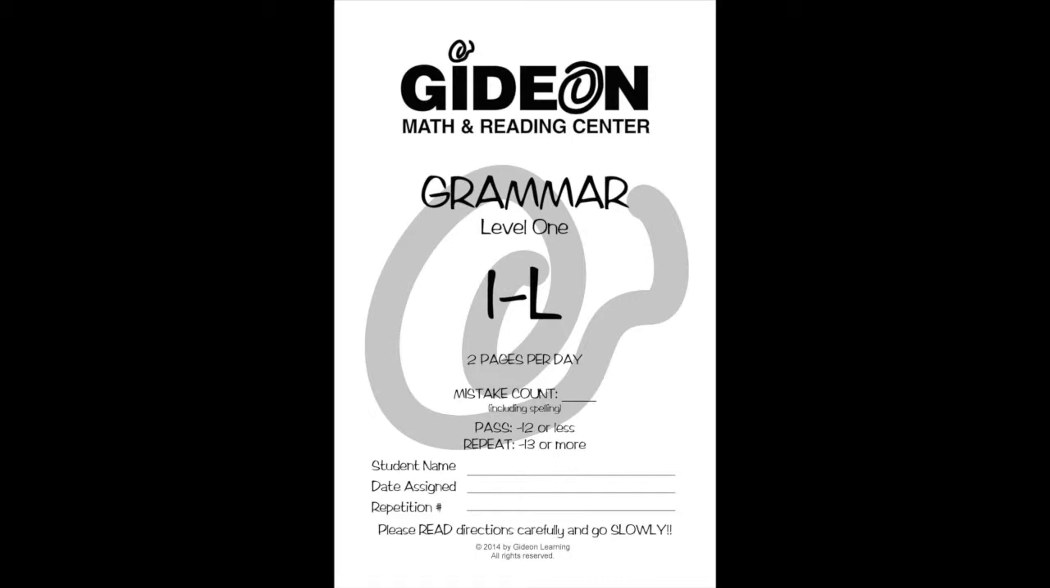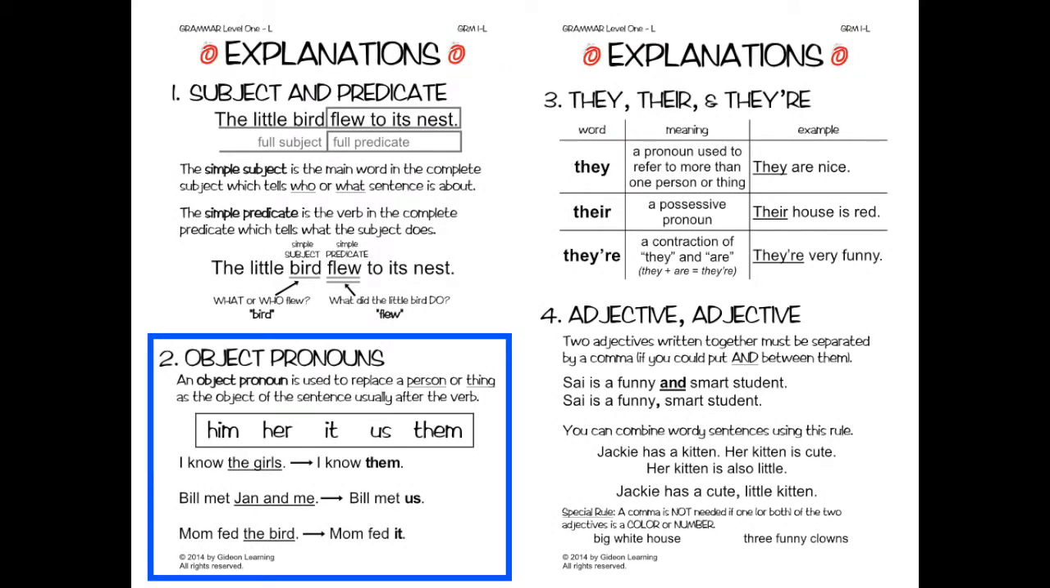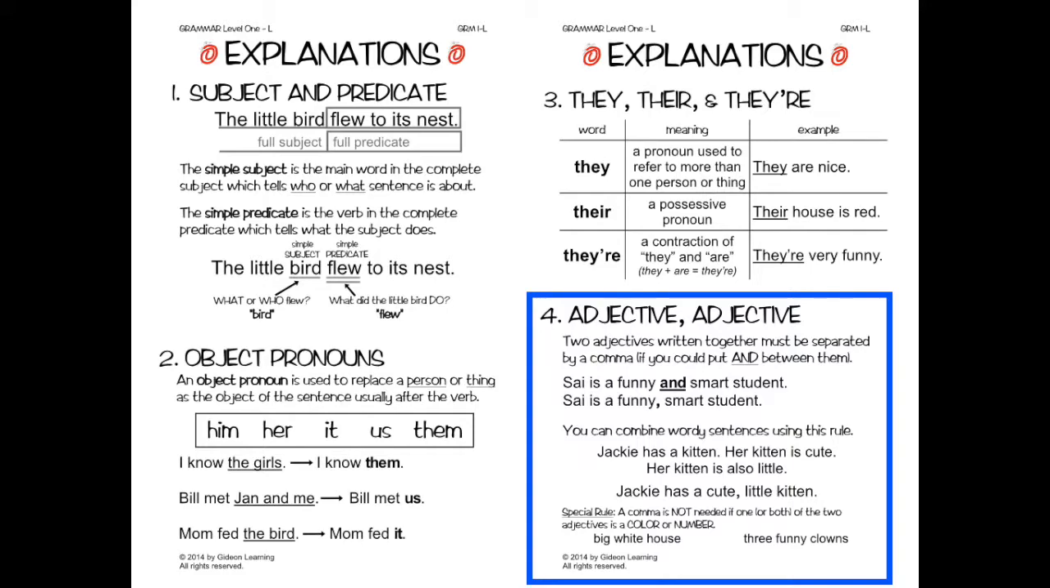Welcome to Gideon Grammar Booklet 1L, where the student should complete 2 pages each day. In this booklet, the student will learn subject and predicate, object pronouns, they, their, and there, and using a comma between 2 adjectives.